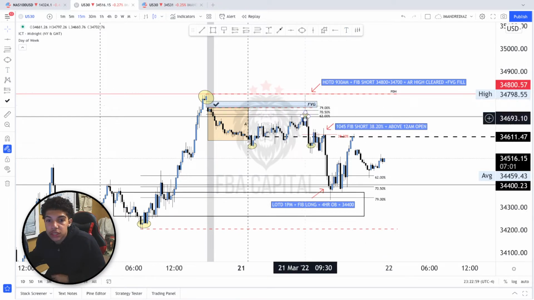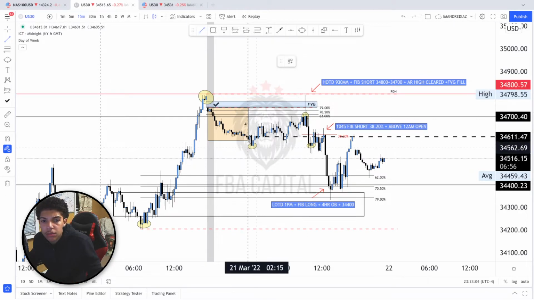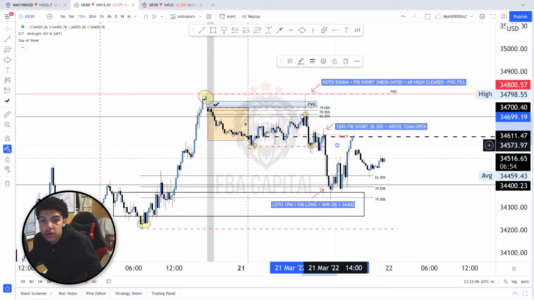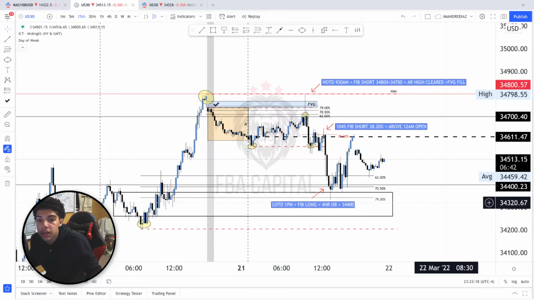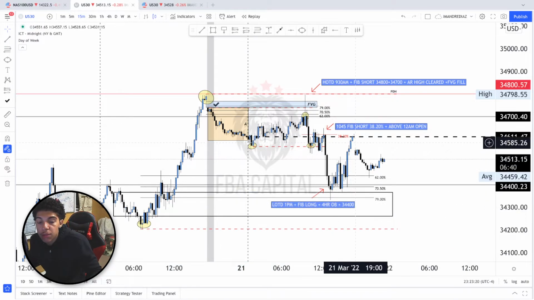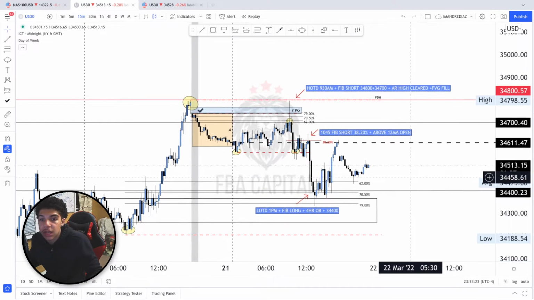Why? Because we've seen that all this happened, and then we allowed price to come down, break market structure, and then from here, waited for that retracement, waited for it to come fill this gap, and then from there, price melted down, creating the low of the day at 1 p.m. after targeting the fib long, 4-hour order block on 34,400 big figure level. And then also, from here, price ran back above and then just consolidated the rest of the day.